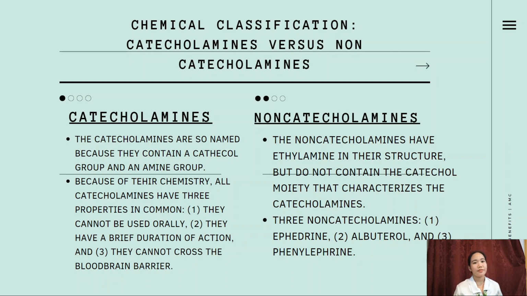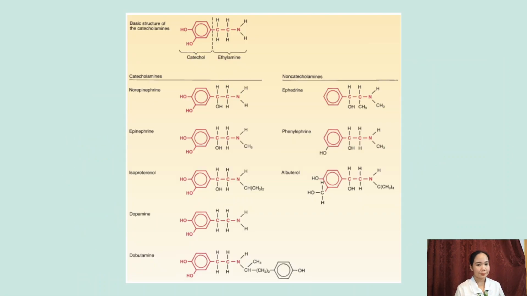So next, guys, we have the non-catecholamines. The non-catecholamines have the ethylamine in their structure but do not contain the catechol moiety that characterizes the catecholamines. Three non-catecholamines are ephedrine, albuterol, and phenylephrine.